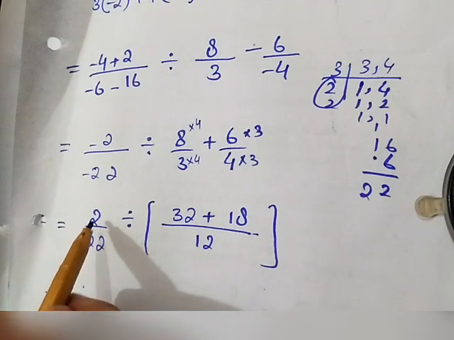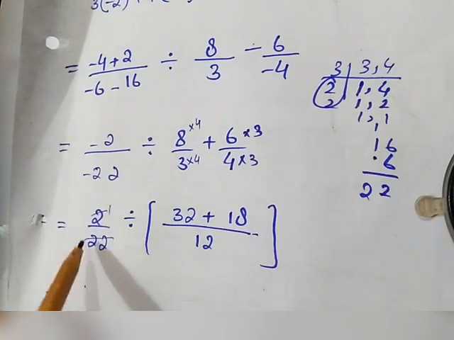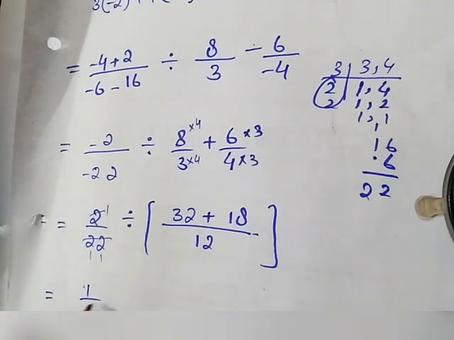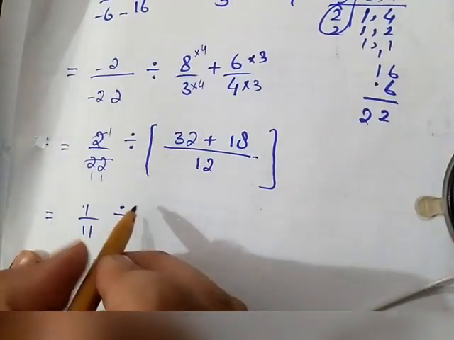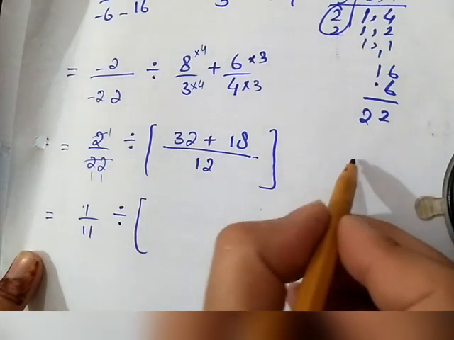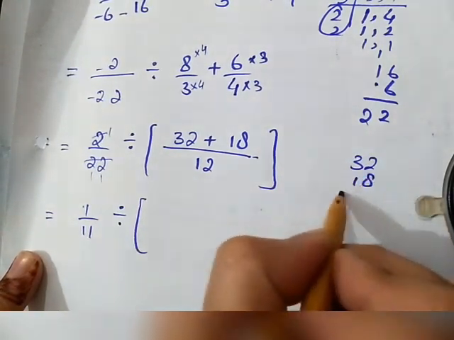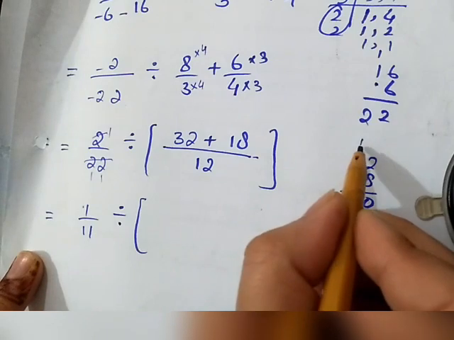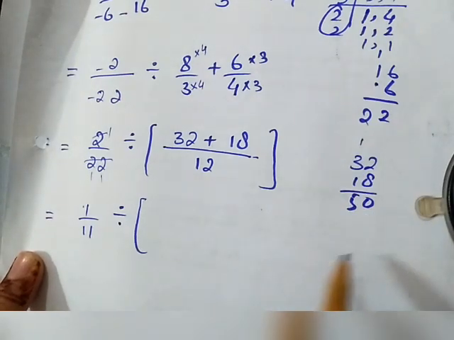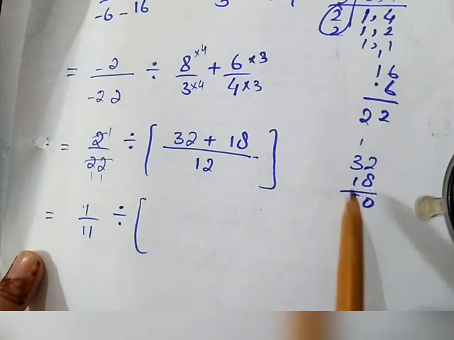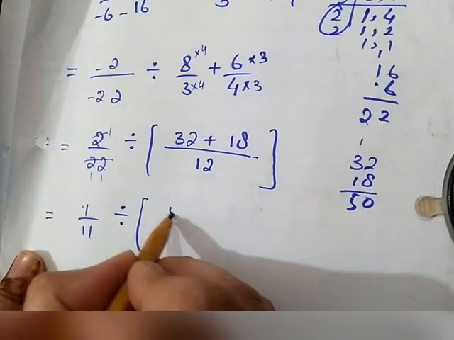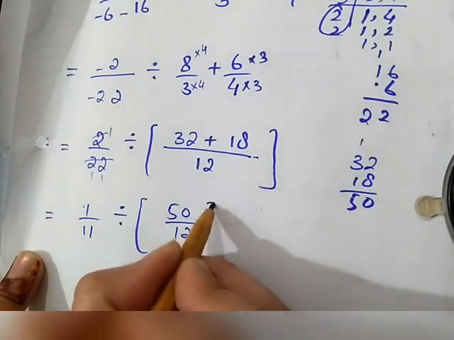2 by 22. Here we can also cut: 2 1s are 2, 2 1s are 2, 2 11s are 22. So 1 by 11. Then divide. Okay, 32 plus 18. 8 and 2 is 10, 0, 1 carry. 3 1s are 3 plus 1 is 4, 5. So 50. Okay, 50 by 12.